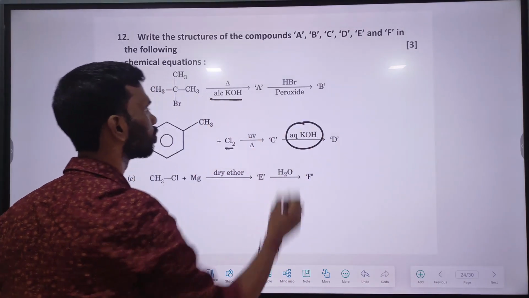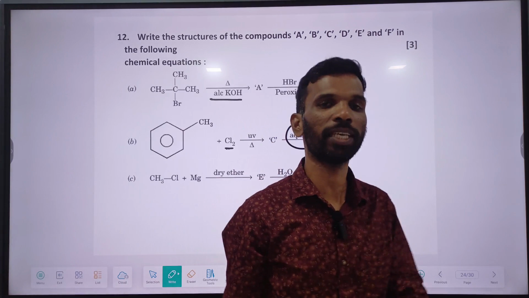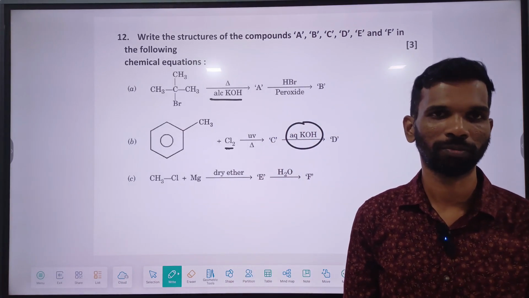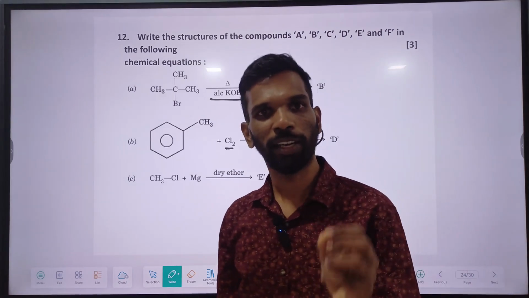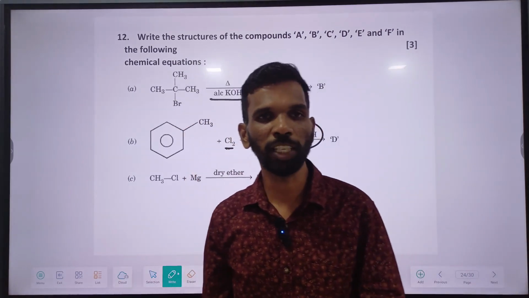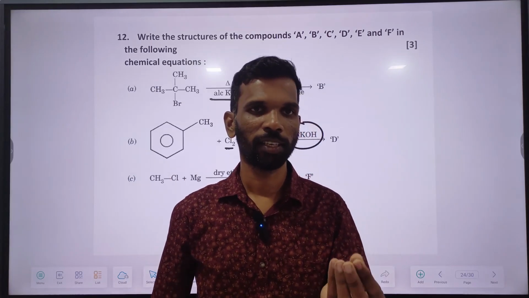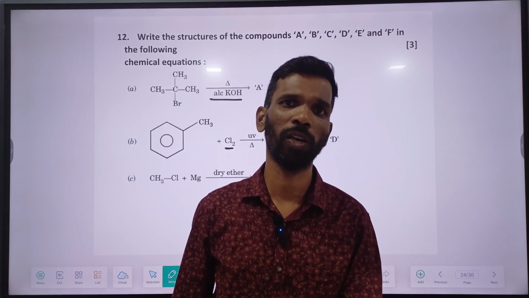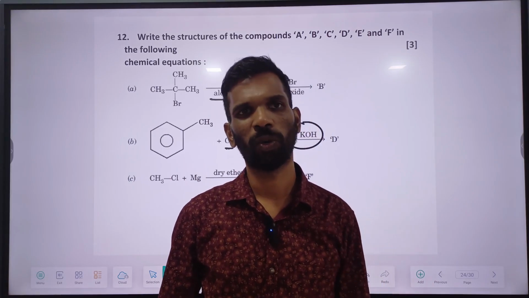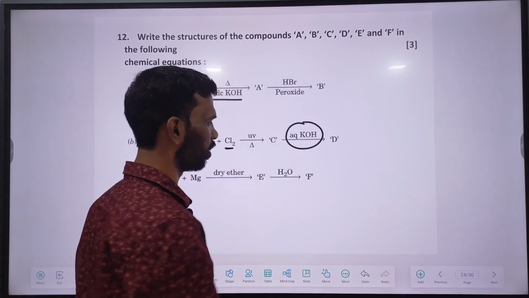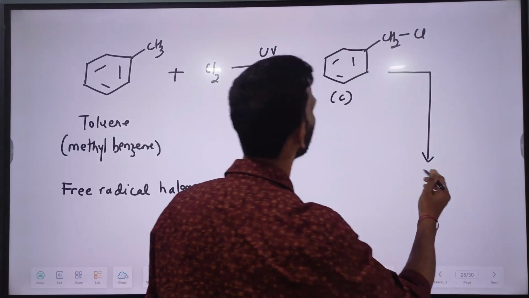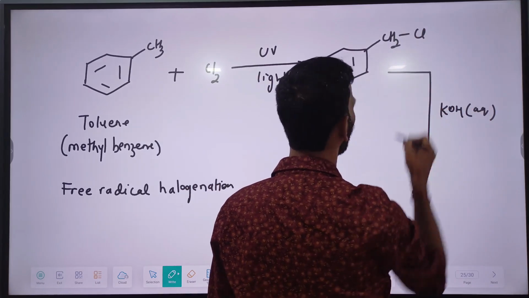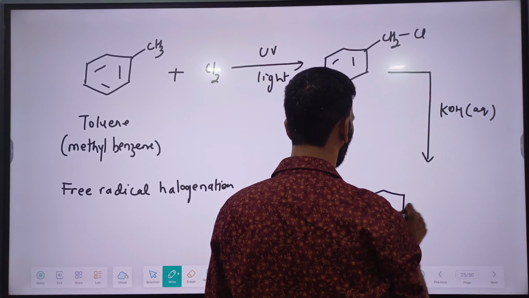Aqueous KOH. Many students make this mistake. Whenever they see KOH, they directly do elimination. KOH is not the hero. In which medium it is present? If it is present in aqueous medium, it will undergo substitution. If it is present in alcoholic medium, it will undergo elimination. So this is aqueous, it is written. So here a substitution reaction is going to take place. KOH, in bracket it is written aqueous. So what will be getting substituted? Cl will be getting substituted over here.